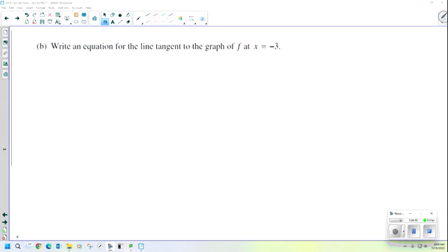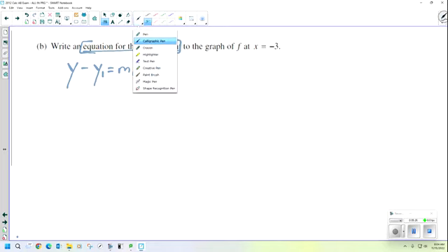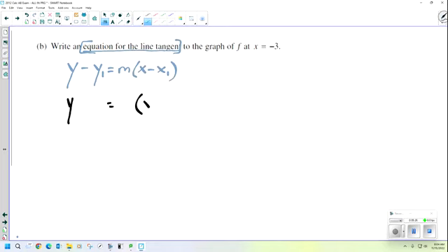B says, write an equation for the line tangent to the graph of f at x equals -3. Whenever you see equation of a line or a line tangent, you know you need this formula right here. I don't use y equals mx plus b, not slope intercept. I use point slope formula of a line. So I am always going to need my y and my x in this equation. These will stay here.